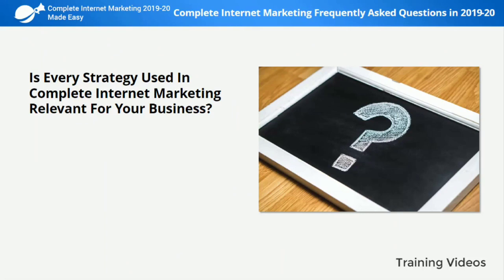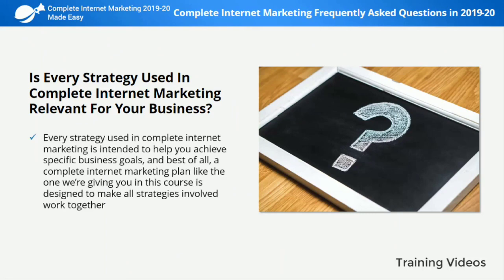Is every strategy used in complete internet marketing relevant for your business? Every strategy used in complete internet marketing is intended to help you achieve specific business goals. And best of all, a complete internet marketing plan like the one we're giving you in this course is designed to make all strategies involved work together. For example, website optimization will help you to position your site on top of search results. Content marketing will help you to attract relevant traffic to your site. And email marketing will help you to capture the contact info of the audience that comes to your site.